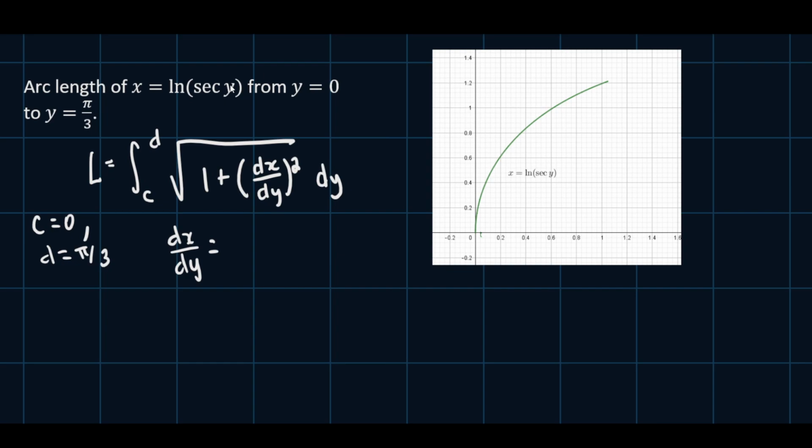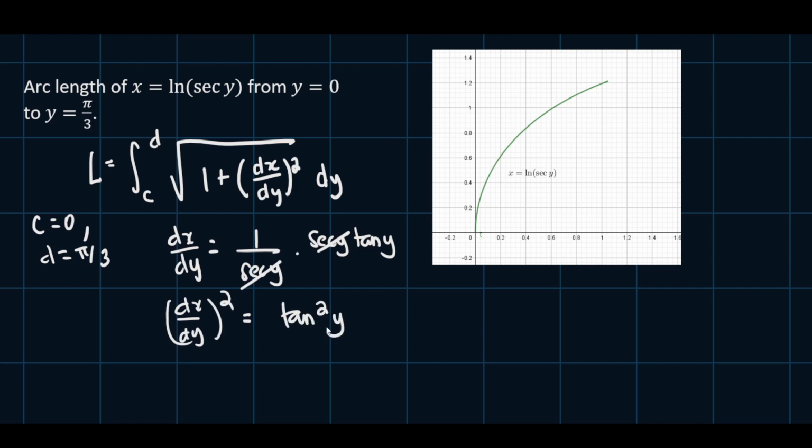Okay? I note here na mag-chain rule lang tayo. So, ln secant y, ang derivative nito would be 1 over secant y times yung derivative ng secant y. Ang derivative ng secant y ay secant y tangent y. So, simplifying, maka-cancel yan. And yung dx over dy natin would just be tangent y. Now, if we take its square, yung derivative ng x with respect to y, squared, this is simply tangent squared y.